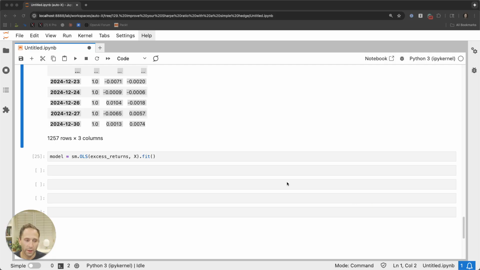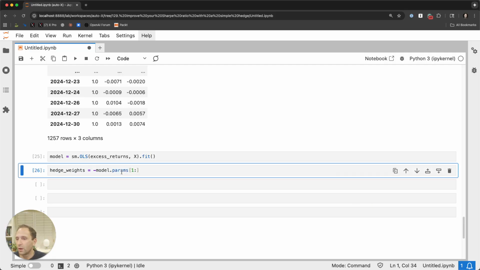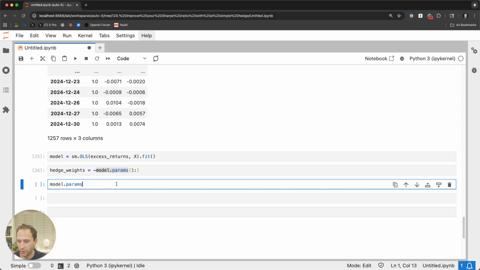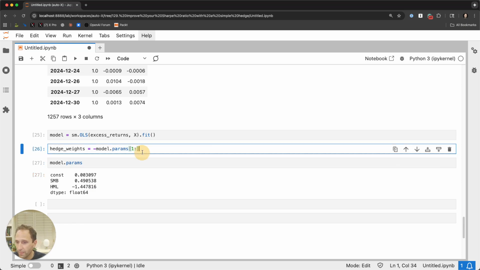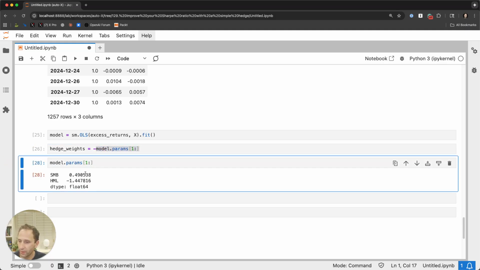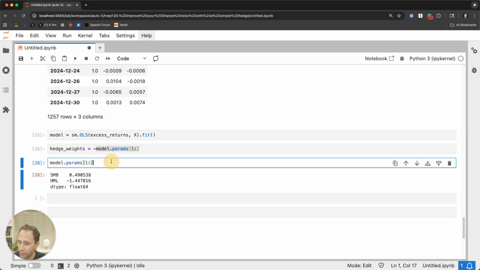We can then get the hedge weights. Okay, so there's a couple things going on here. First of all, let's look at the parameters that we get out of the model. Once we fit the model, we get the constant term, that's the alpha. Then we get the beta coefficient against the size factor, and we get the beta coefficient against the value factor. So the one index just gives us the column of values, basically not the risk-free rate.